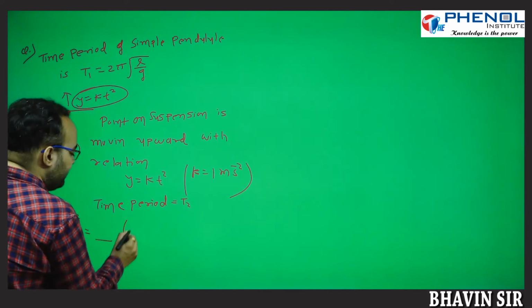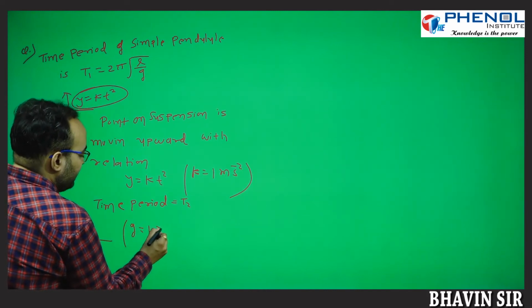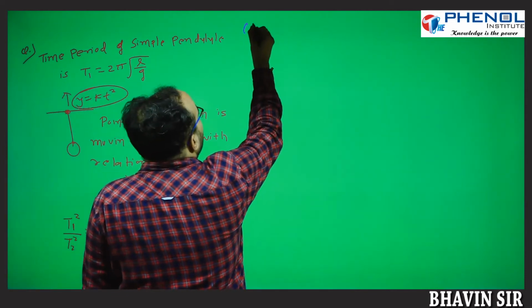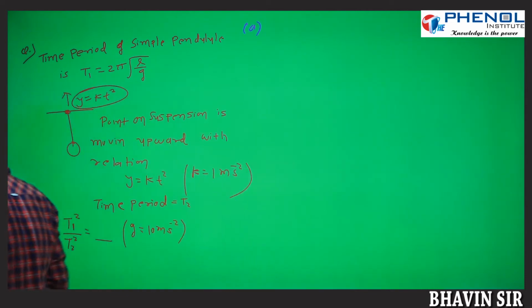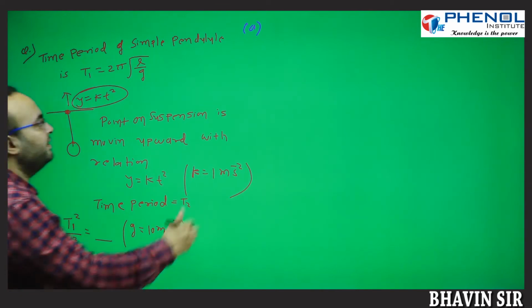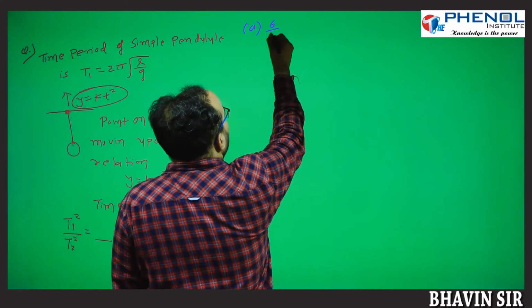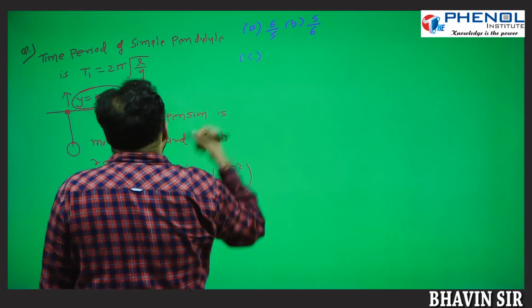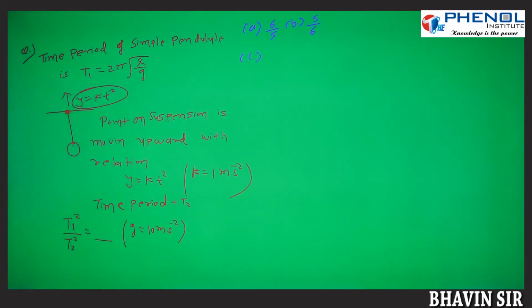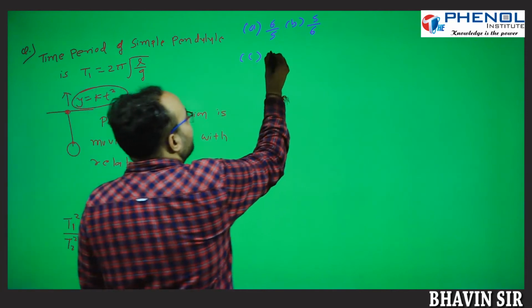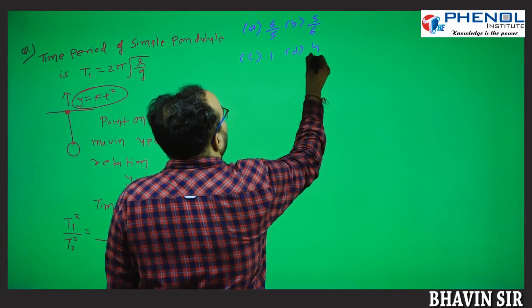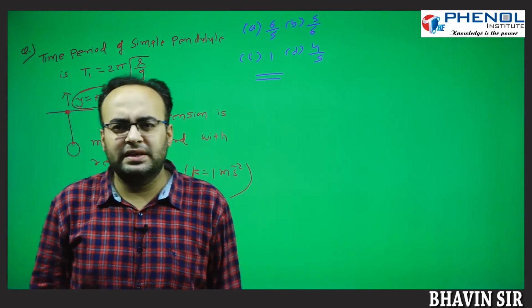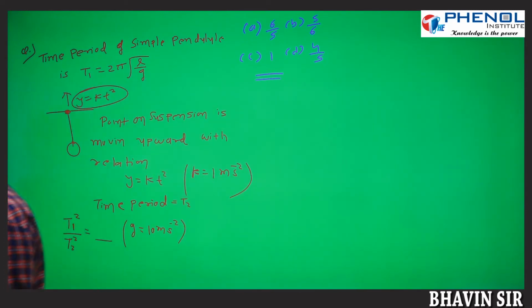Chalo, and the options are: G is 10 meter per second square that we take, and see what the options are. 6 by 5, 5 by 6, 1 and 4 by 5.